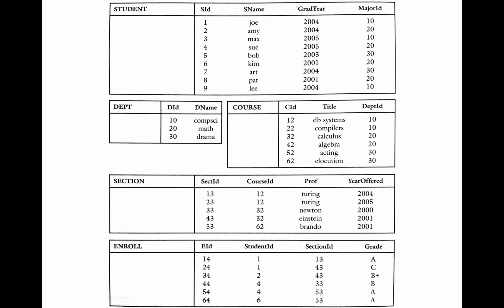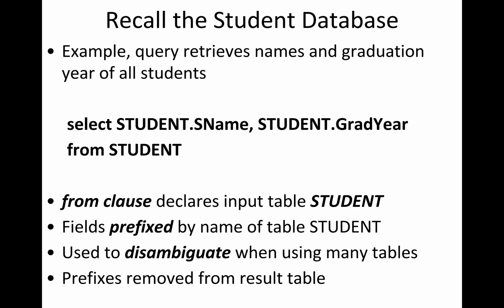So here are the same example tables that we saw earlier. A very simple database for a university: a couple students, departments, courses, sections, enrollments. So let's take a look at using SQL to answer a couple questions from this database. So here we have selecting from the student table. I'd like to retrieve the student names and the graduation year.